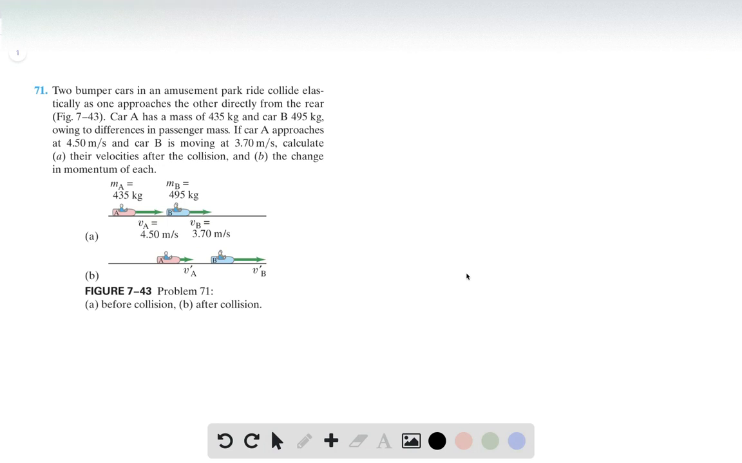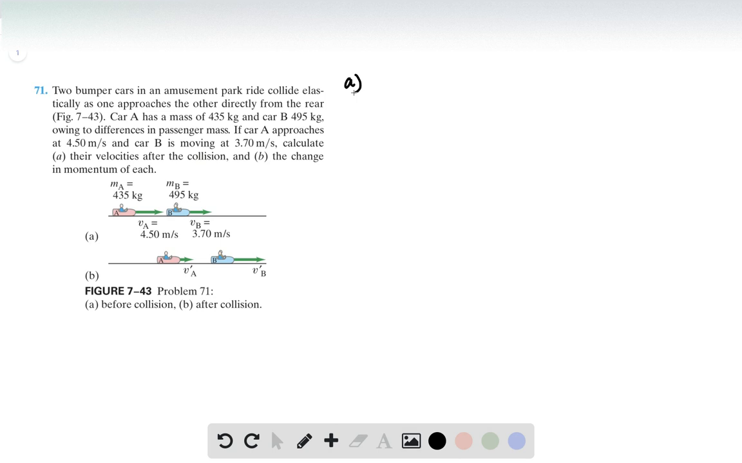So in this question, we have an elastic collision of two bumper cars. And we know their mass and respective velocity before the collision. We want to know their velocity after the collision and the change of momentum of each. So let's first try to figure out their velocities after the collision.